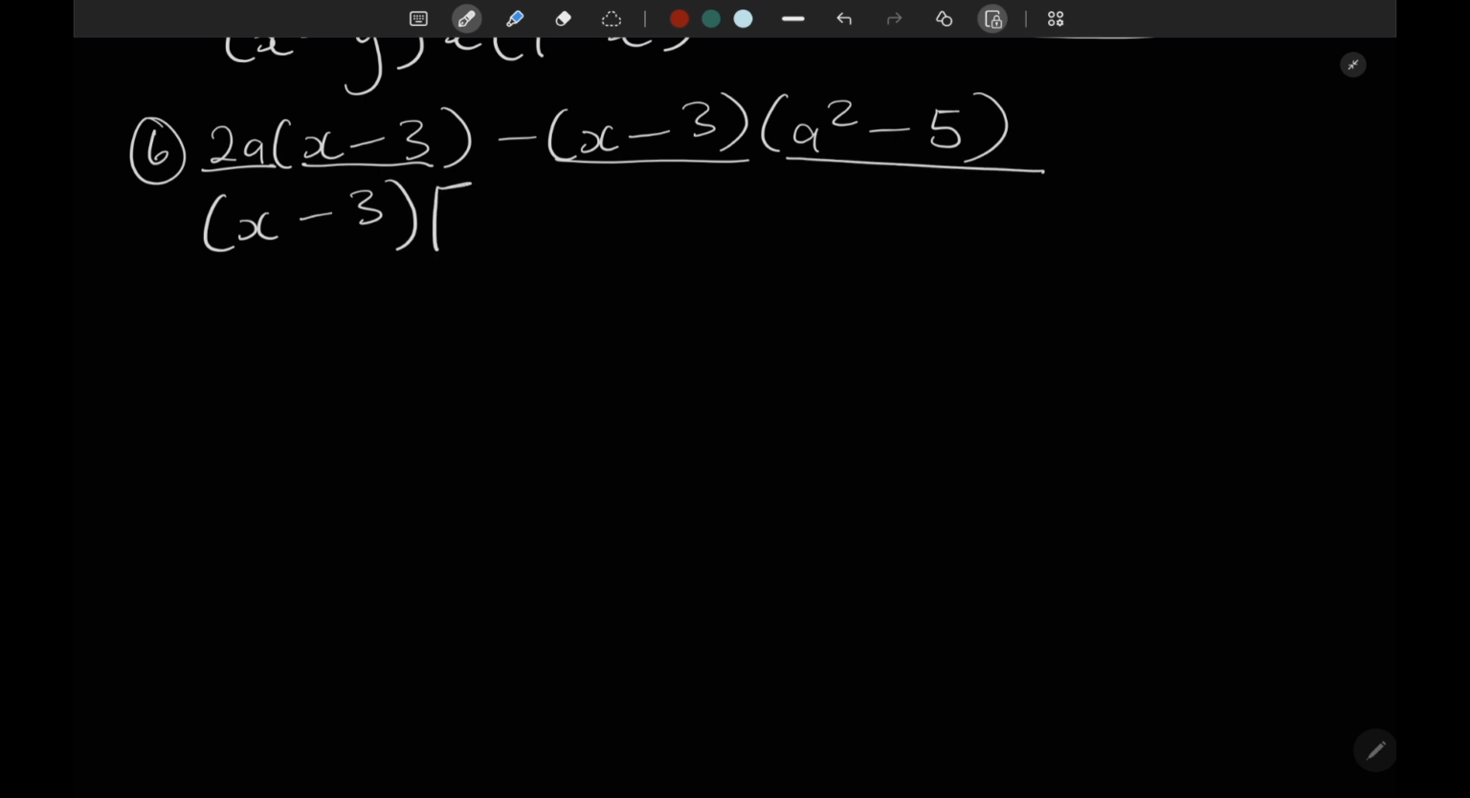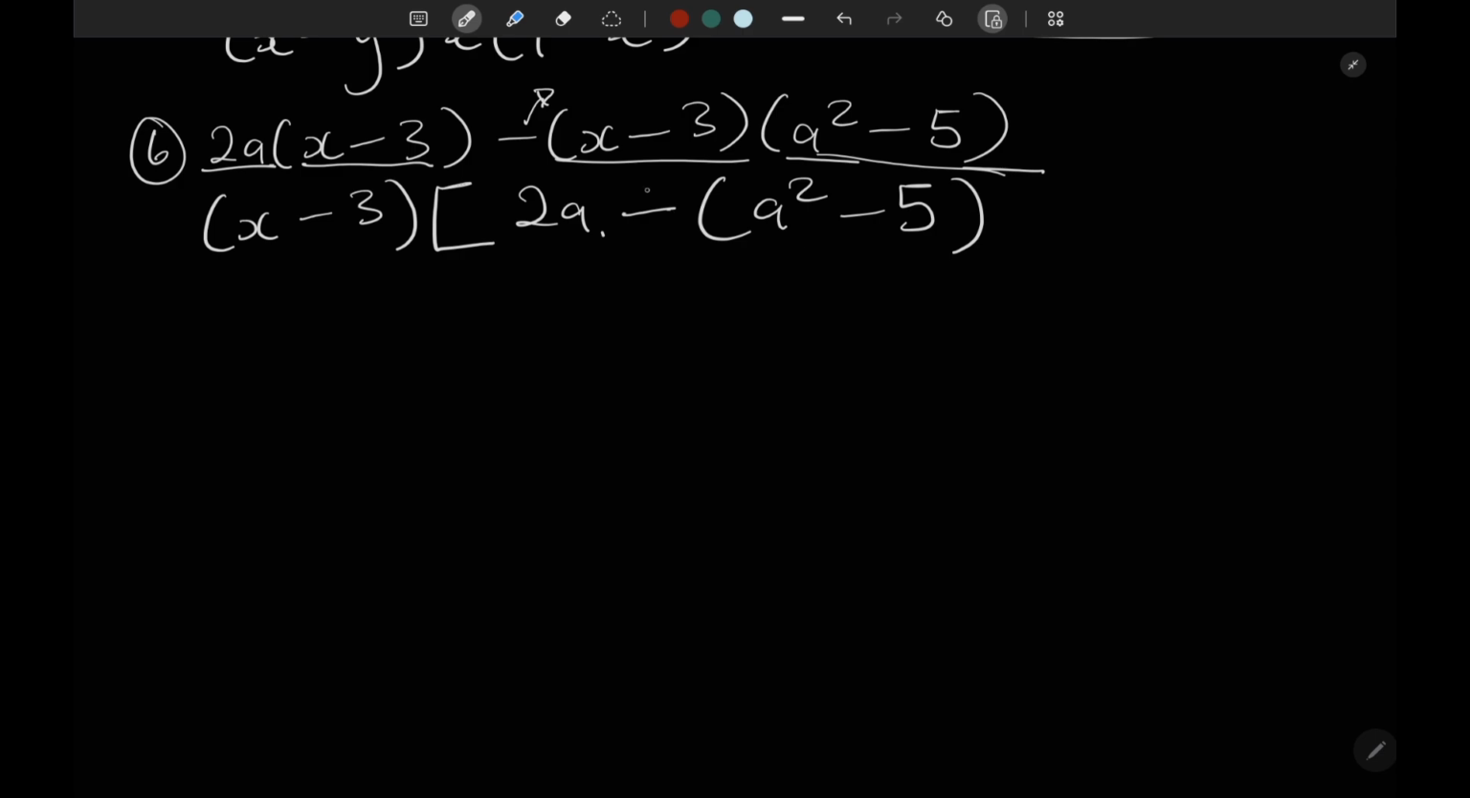So to write this, I'd recommend a square bracket. You can write your 2a, a round bracket for a² - 5. Close both your brackets. Now, what's the following step? You have to distribute. This should be 2a - (a² - 5). I forgot this sign. Please make sure that you don't forget this sign. So you have 2a - (a² - 5).